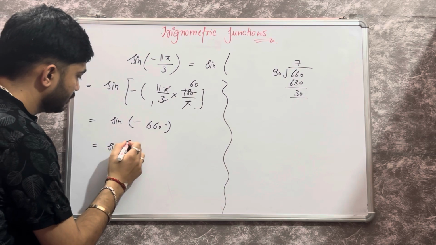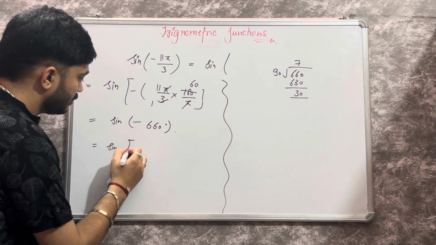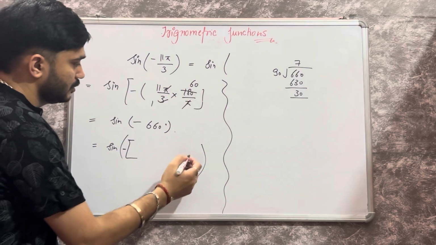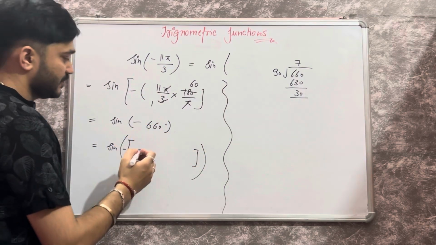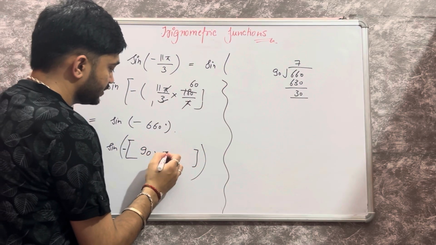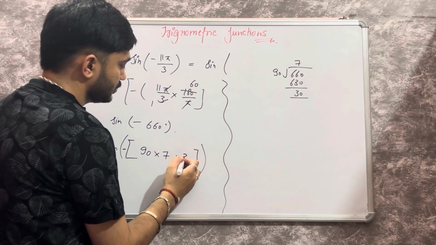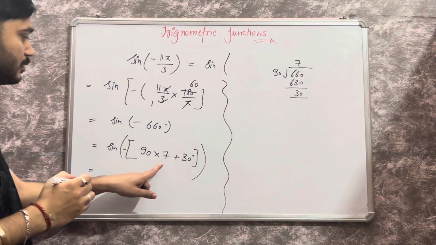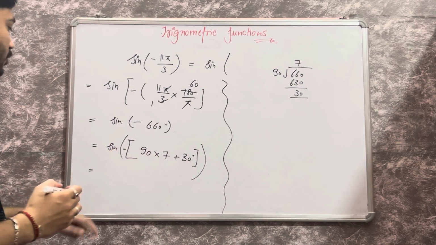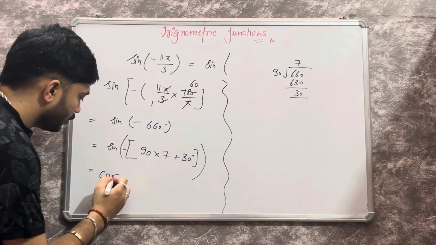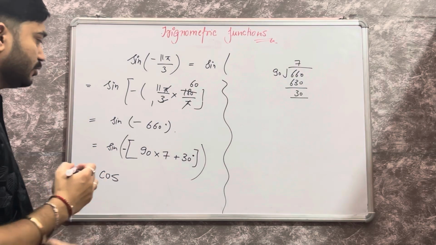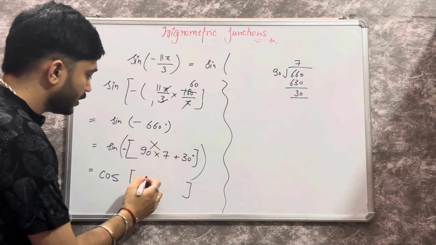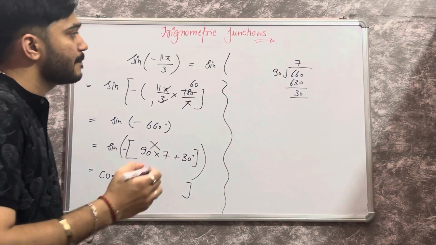Sine, the minus represents in front of the number. So 90 into 7 plus 30 degree. The number is odd. So we are going to change the name of the trigonometric function. Sine changes into cos. Everything cancels out and we write 30 degree.